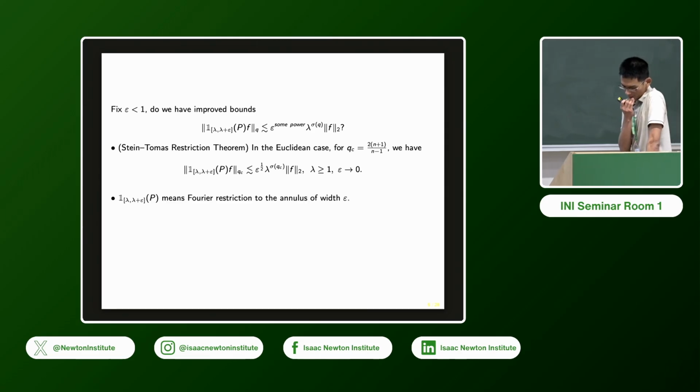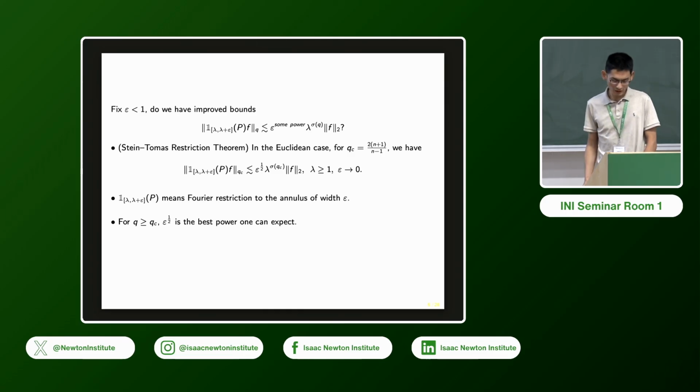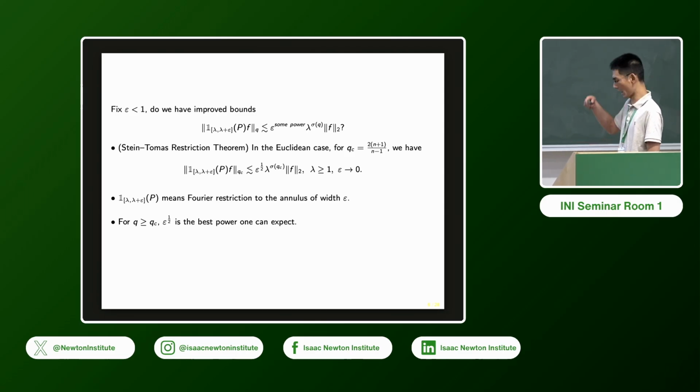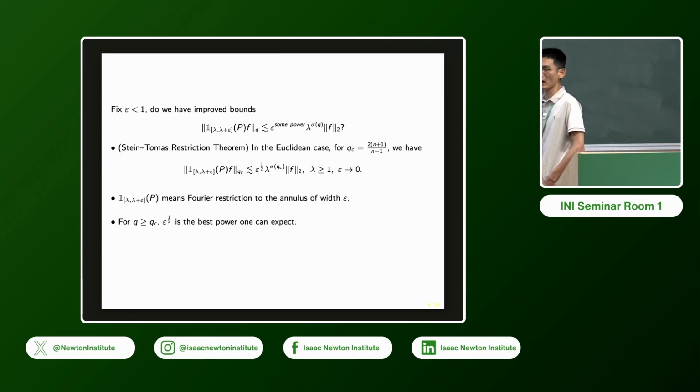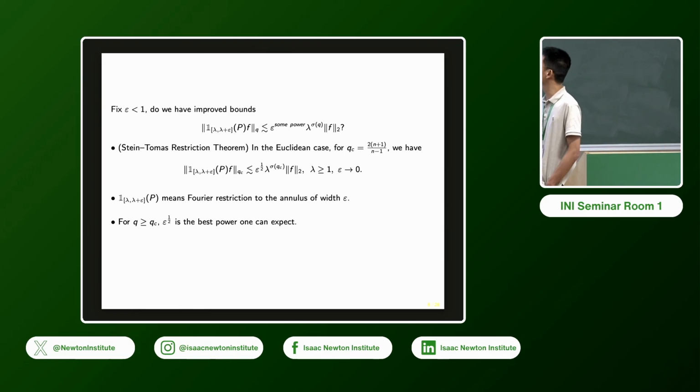And so the spectrum projection operator in the Euclidean case has an explicit form. It's a Fourier restriction to the annulus of width epsilon. Also, for q bigger than q_c, square root of epsilon is the best power one can expect. If you have some power better than this, you will get, for example, improved Sobolev estimates if you add these intervals up to dyadic intervals by Cauchy-Schwarz. So this is sharp in terms of the gain in epsilon.